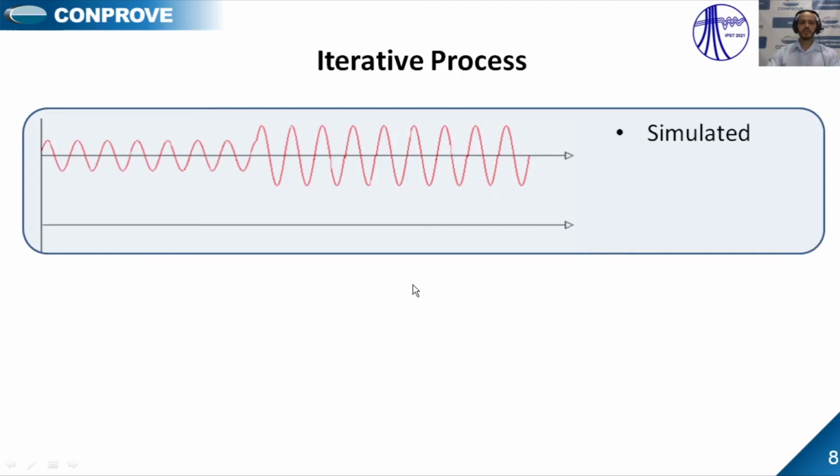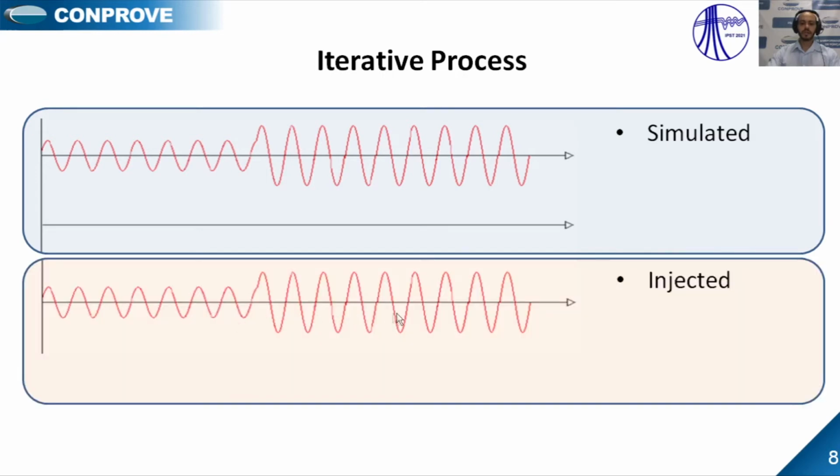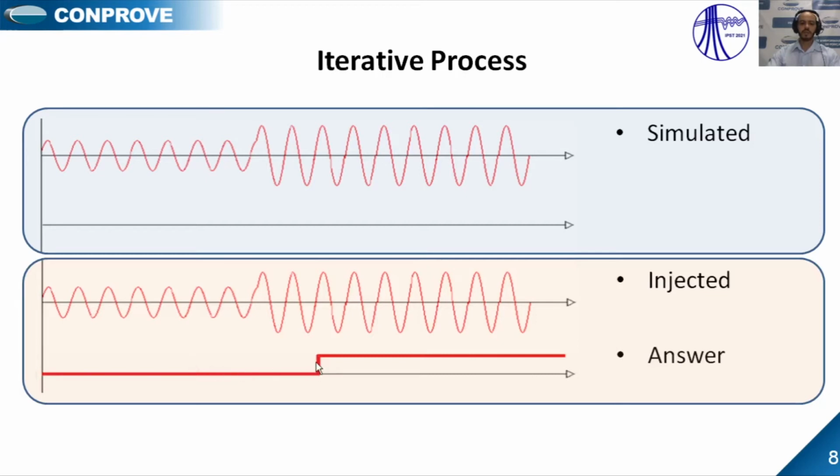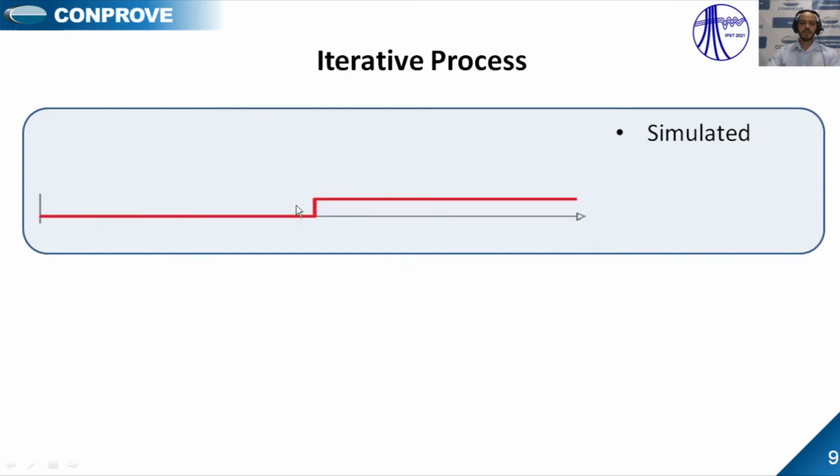How the interactive method works. First, the signals will be simulated with a pre-fault and then a fault. This is injected on the IED under test. And the response of the IED, like the command to open the circuit breaker, this answer will be put inside of the new simulator.